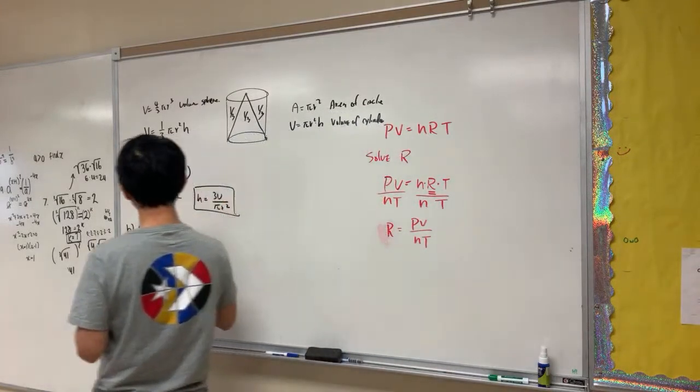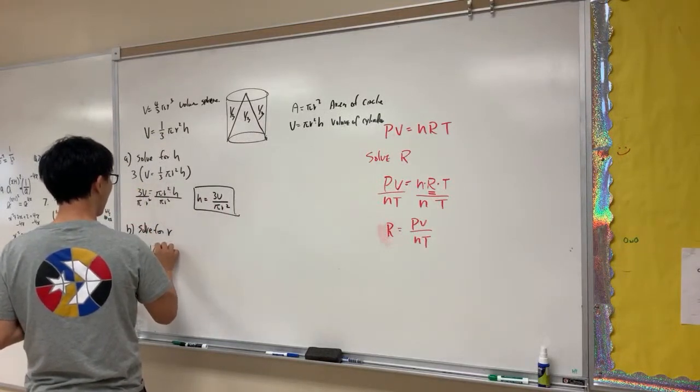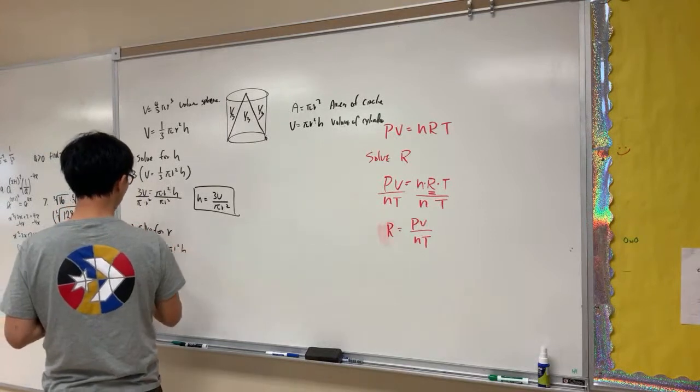Now solving for r is a little bit different, so same process. If I have V equal to 1/3 pi r squared h, what do I do first?